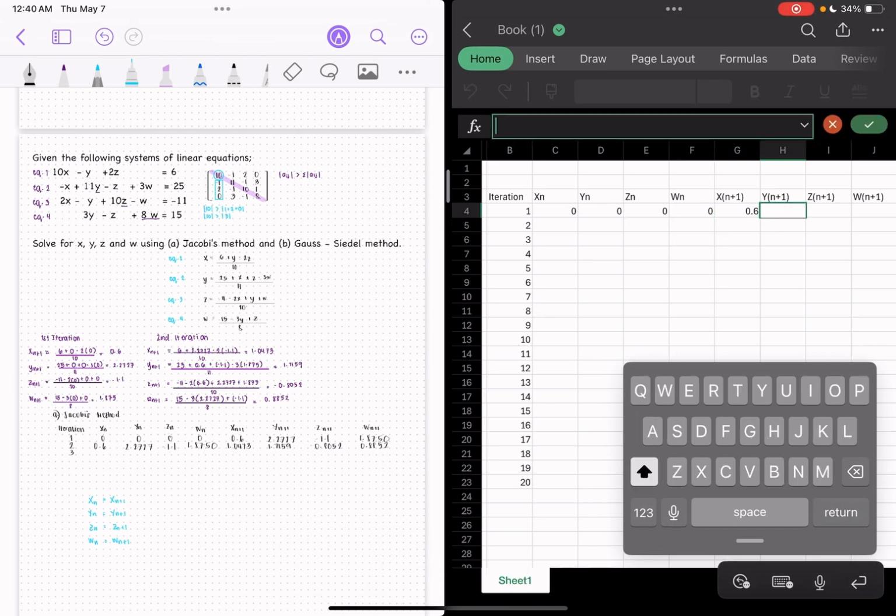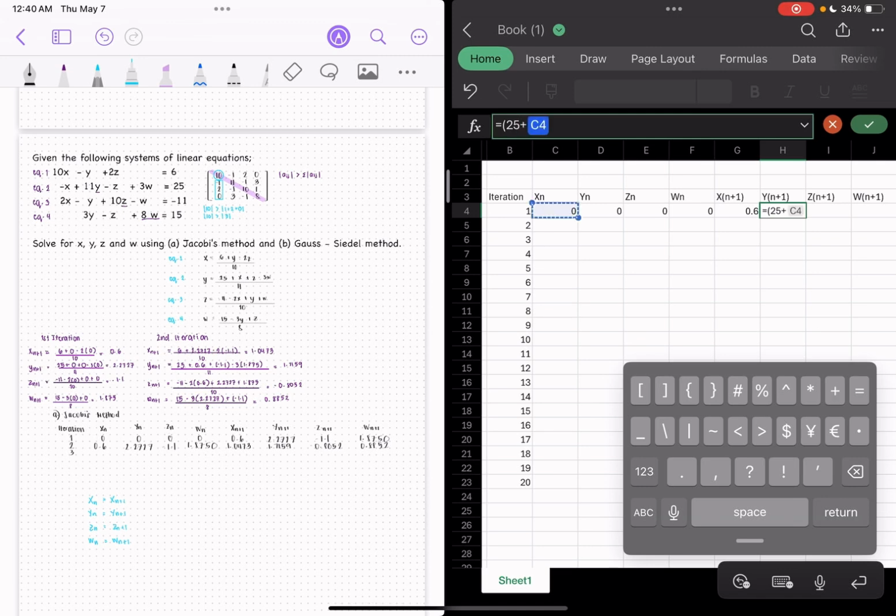Next, for y, that would be 25 plus our x plus our z minus 3 times w, all over 11.